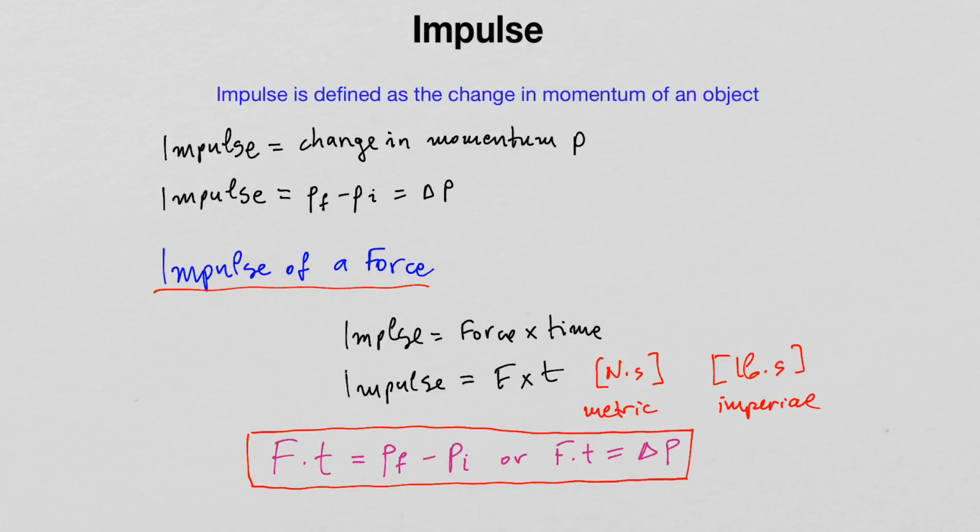So the first version of the relationship, force times time is equal to final momentum minus initial momentum, is useful when we can calculate the values for the momentum of the object at two different moments of time. The second version of the formula is useful when we know only the change in momentum, but we do not know the individual momenta at two different moments of time. So we know the change already, so then we use the second formula. So let's do an example.